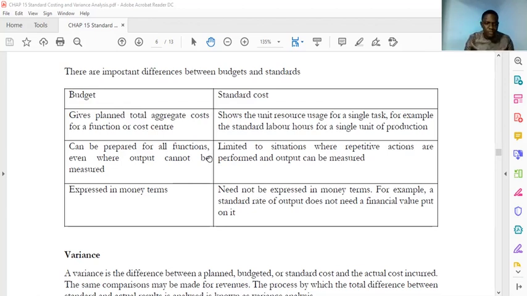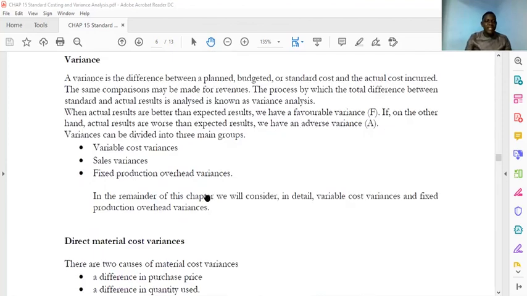Okay, good. Now let's look at variance. A variance is the difference between a planned, budgeted, or standard cost and the actual cost incurred. So variance may be seen as the difference between a planned or budgeted activity or a standard cost and the actual cost incurred. The same comparison may be made for revenues.